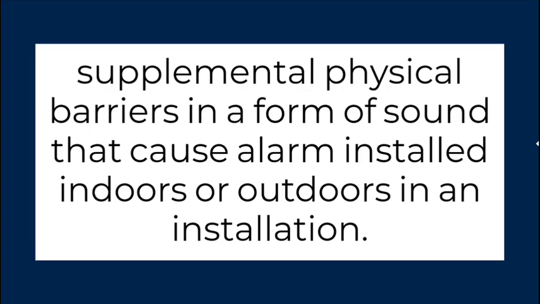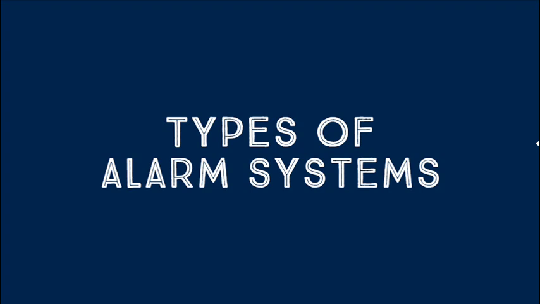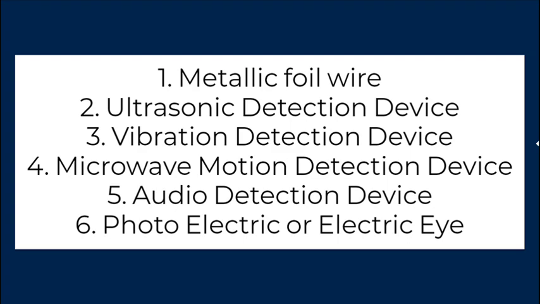Protective alarms: supplemental physical barriers in the form of sound that cause alarm, installed indoors or outdoors in an installation. Types of alarm systems. 1. Metallic foil wire. 2. Ultrasonic detection device. 3. Vibration detection device. 4. Microwave motion detection device. 5. Audio detection device. 6. Photoelectric or electric eye.